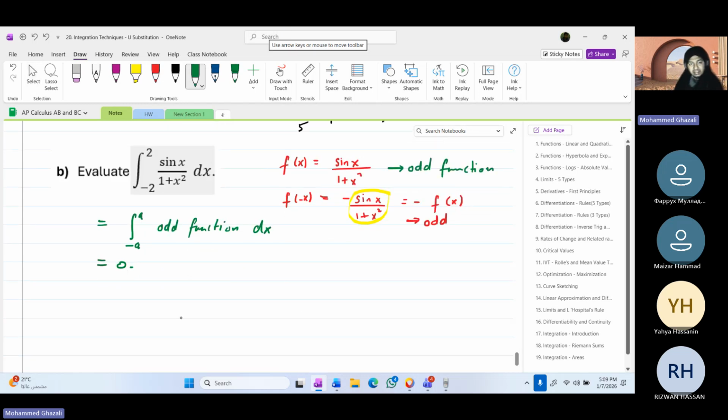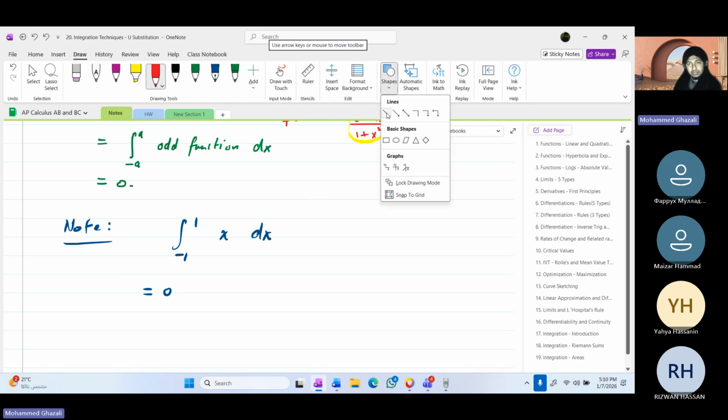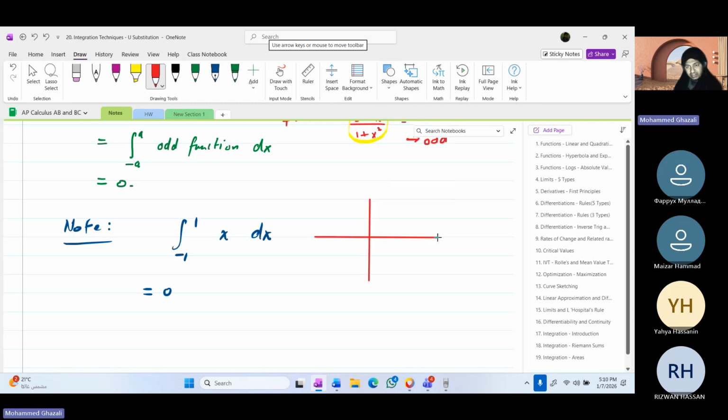Now, why is this the case? I'm going to explain to you. Take a simple example. I want to find the integral from negative 1 to 1 of x dx. It's a simple equation, isn't it? I'm telling you now that the answer will be 0. Why? Because x is an odd function. How do we know that? It's a straight line. And see what you're trying to integrate, from negative 1 to 1. It's going to cancel the areas out.